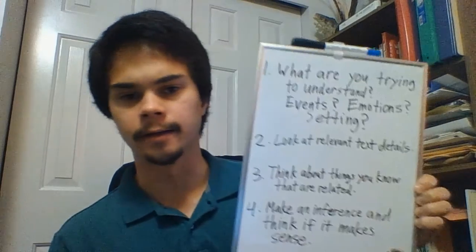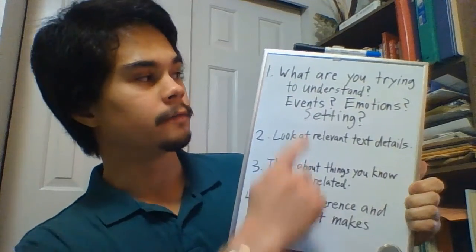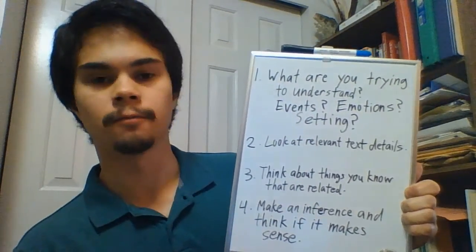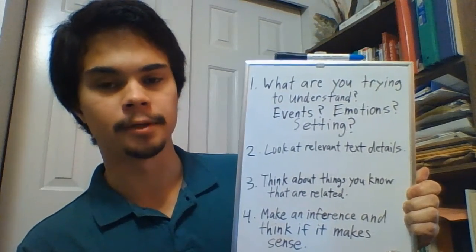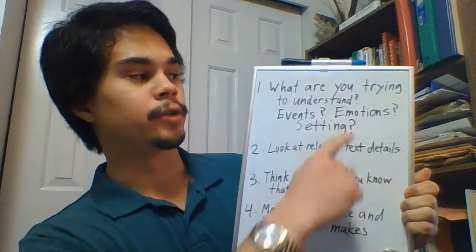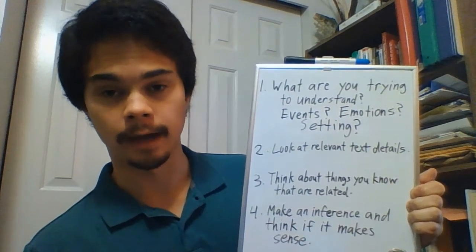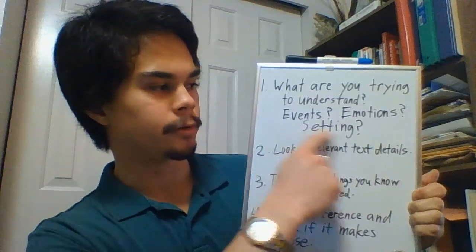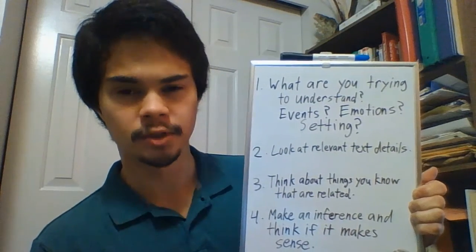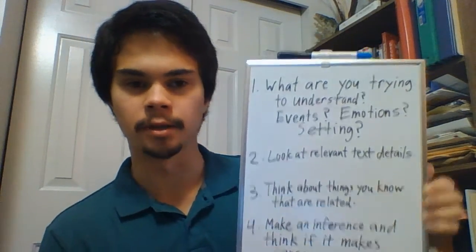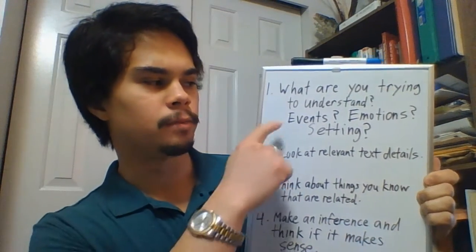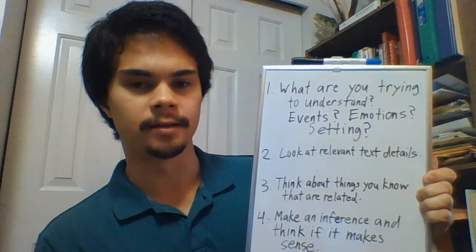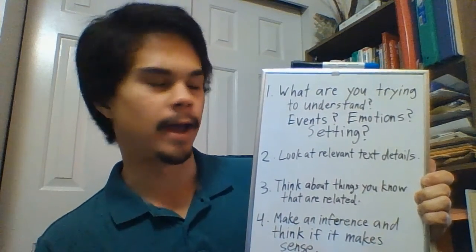Now, to help us answer our question and make an inference, I have 4 steps that we're going to follow. The first step is ask yourself, what are you trying to understand? Are you trying to understand events, things that are happening in the text? Are you trying to understand emotions, like how the characters are feeling? Or are you trying to understand the setting, where the story is happening, where it's taking place? So the question was why the bird is not in its cage. That would be, I would say, an event. That's something we're not sure how it happened.